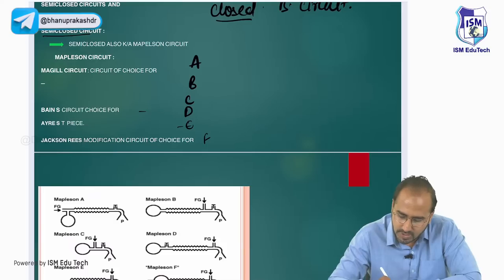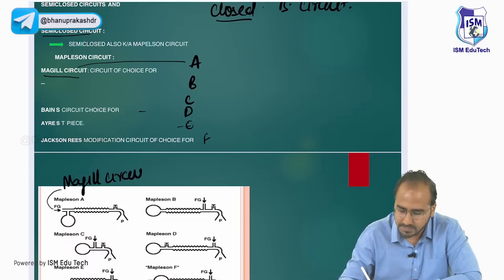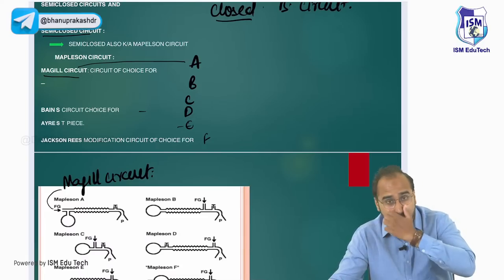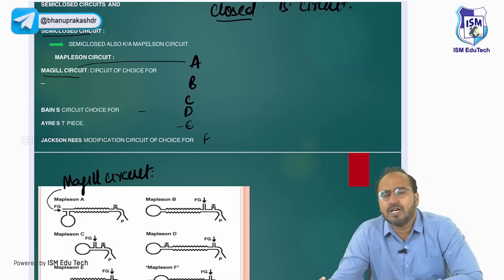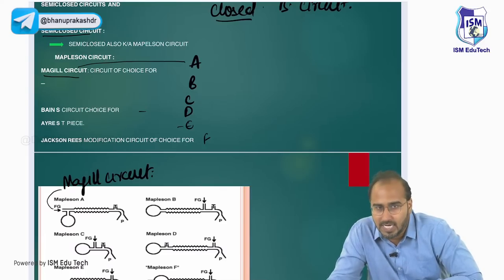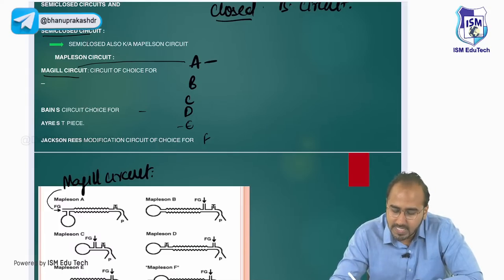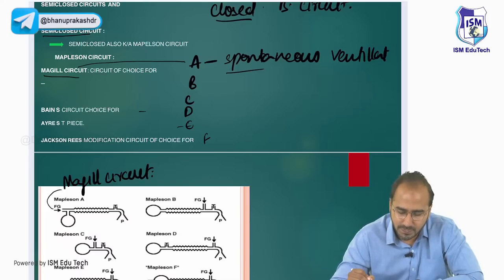Mapleson A is also called McGill circuit. Just look over here. Now, guys, remember, in olden days, there were no ventilators. How did you used to ventilate? You used to ventilate the patient through spontaneous ventilation. So, the first circuit that came at that time was Mapleson A. That's why Mapleson A is regarded as a circuit of choice for what ventilation, guys? Spontaneous ventilation.